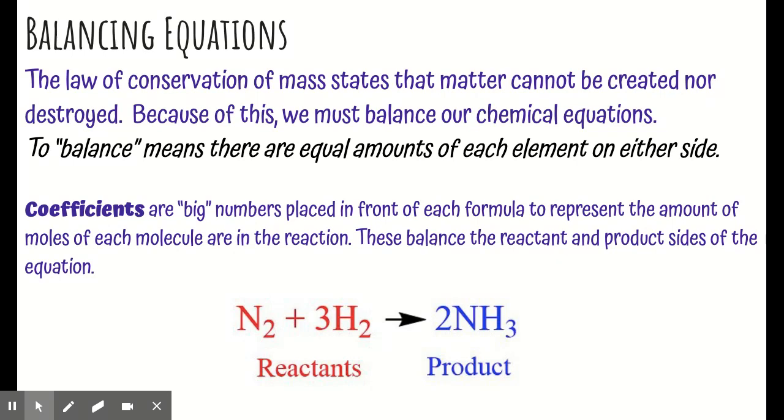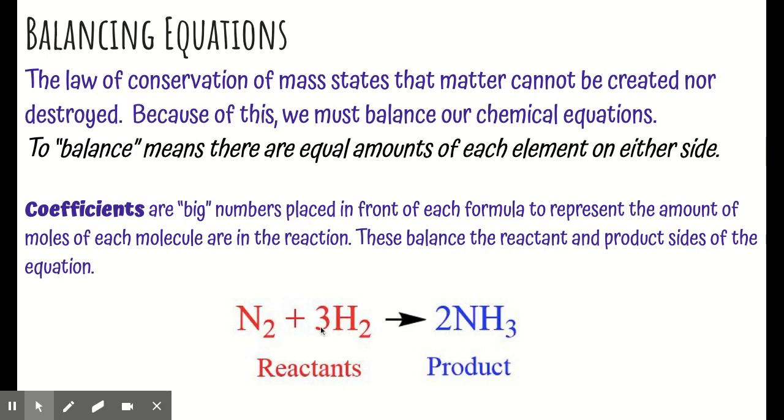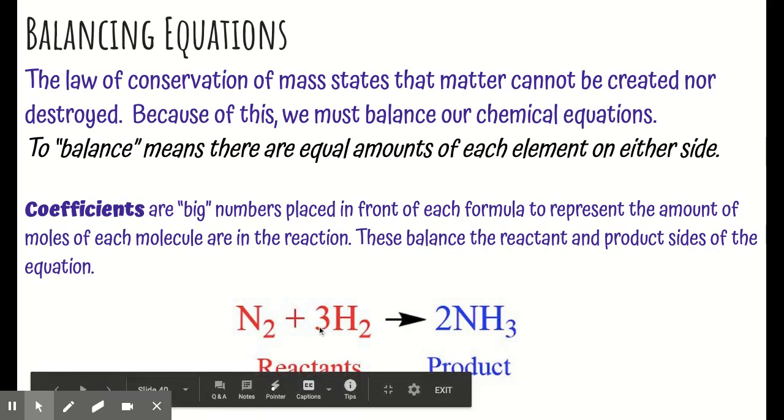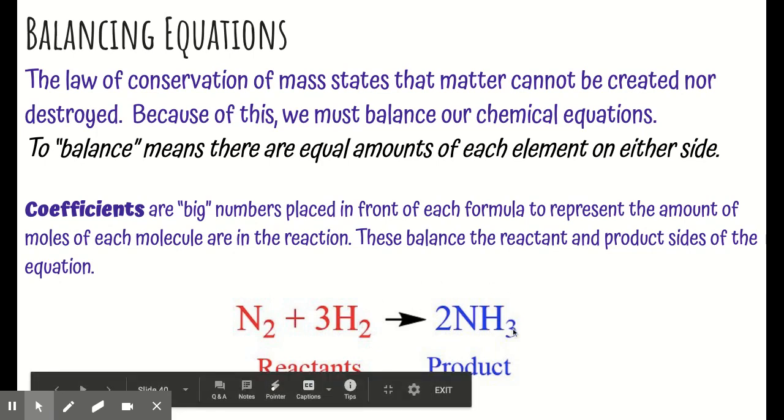So the coefficients are going to be like your big numbers placed in front of the formula to represent the amount of moles of each molecule that are in each reaction. So you can put these on either side wherever it's necessary. Like this big 3 right here is a coefficient. We're saying that we have 3 moles of hydrogen gas on this side to balance out our product side. So this 2 here is saying you have 2 moles of this to balance out this side over here.